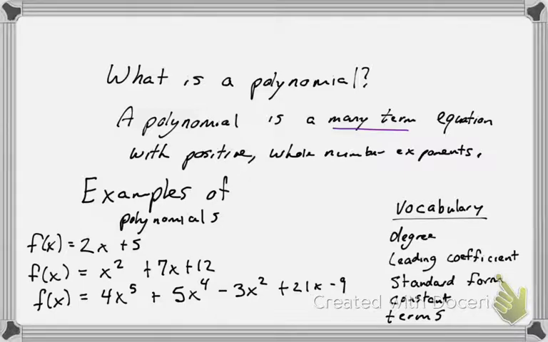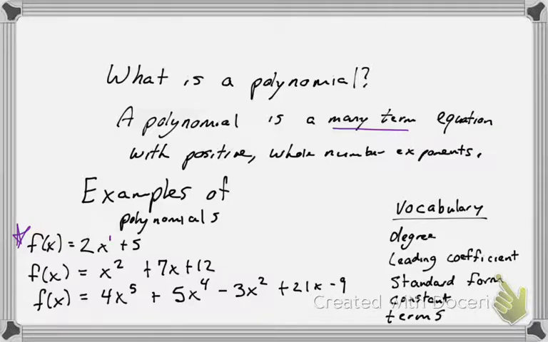So examples of polynomials that you guys are familiar with would be something like f of x is equal to 2x plus 5, so a linear equation. When we look at an equation like this, that would be x to the first power.